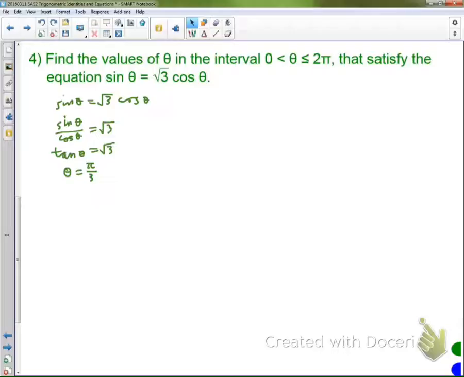Again, we want to consider either the shape of tan or the behavior of the quadrants. Let's start with the quadrants this time. They're all positive in the first, sine in the second, tan in the third, cos in the fourth. Since we're dealing with a positive value for tan theta, we have our first solution here, and we'll have our second solution here. Our first solution being pi by 3, our second solution being pi by 3 plus pi, which is 180 degrees.